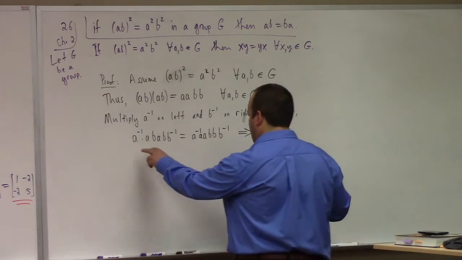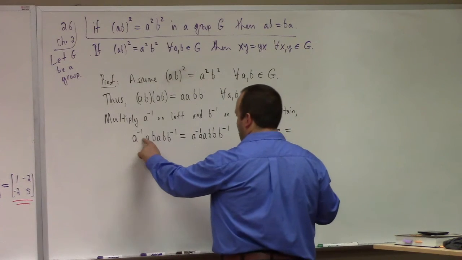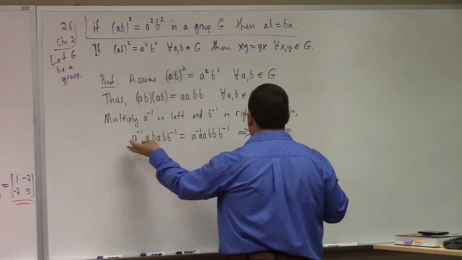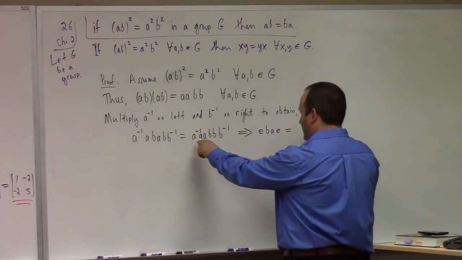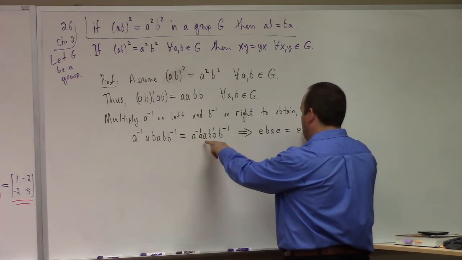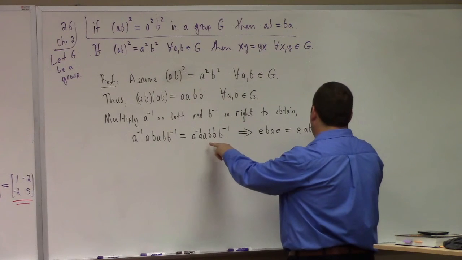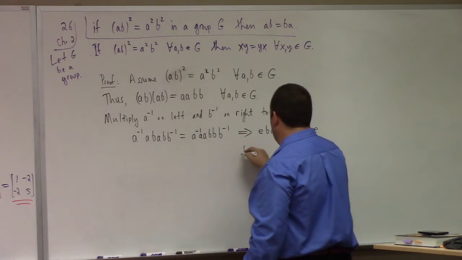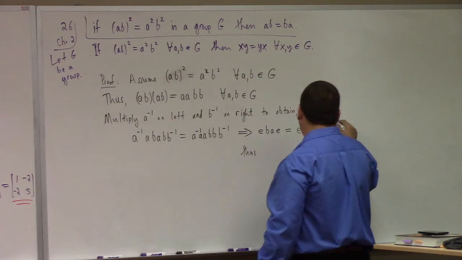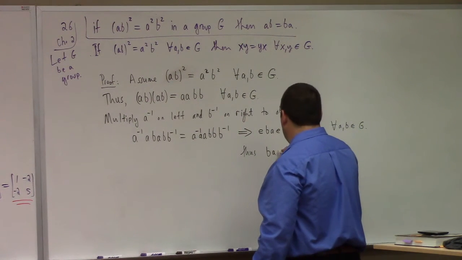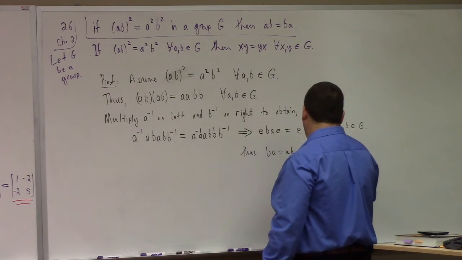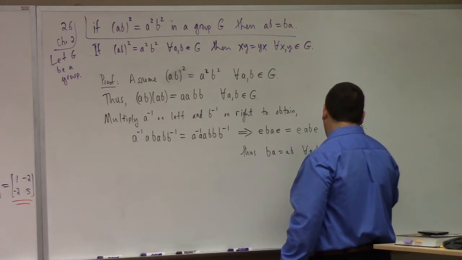So look, this is like, you can make some stupid meme from this, right? And then we got E, A, B, E. Of course, this implies then thus. And that, of course, is for all A, B, right? Thus, BA is equal to AB for all A and B in G.